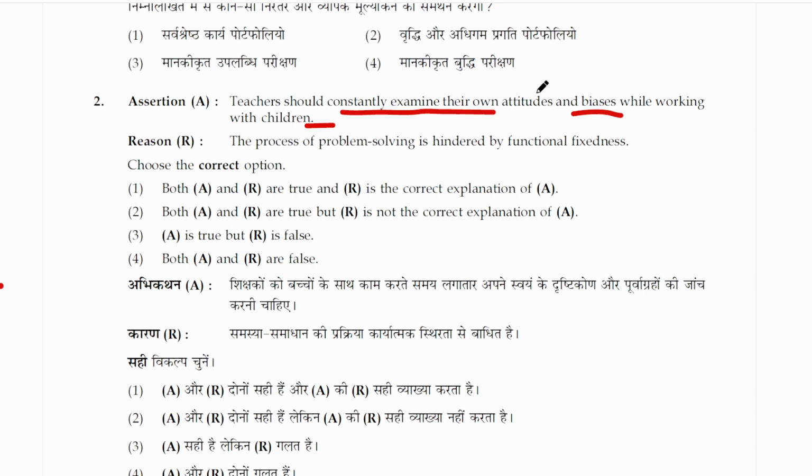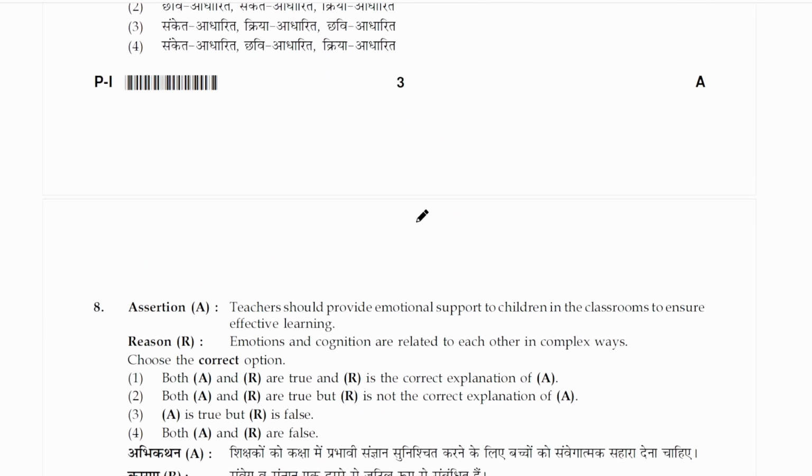Yes, definitely we should do this. The process of problem solving is hindered by functional fixedness. Now this is also true, but it has nothing to do with examining biases. So both A and R are true, but R is not the correct explanation of A. So that was the first question.